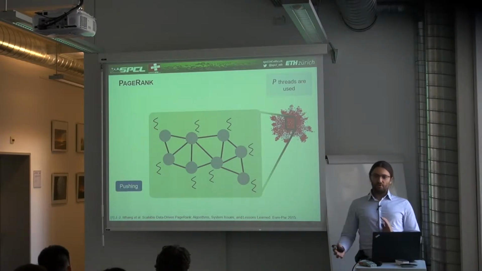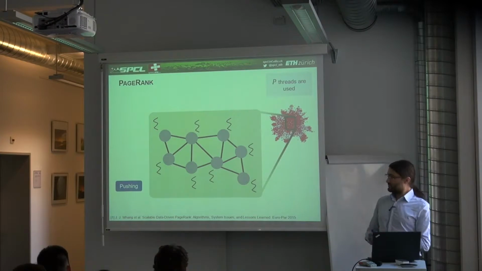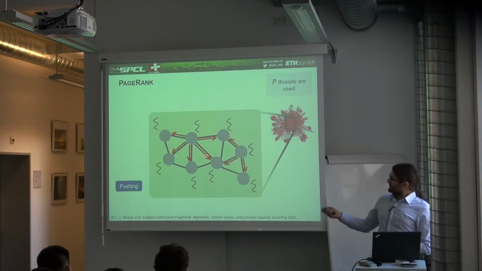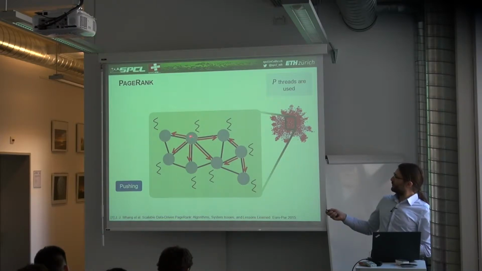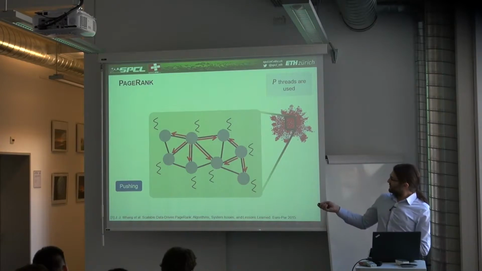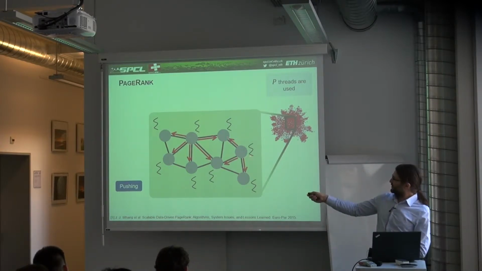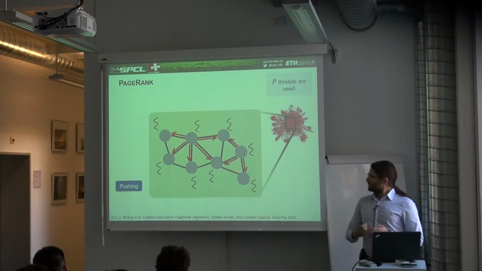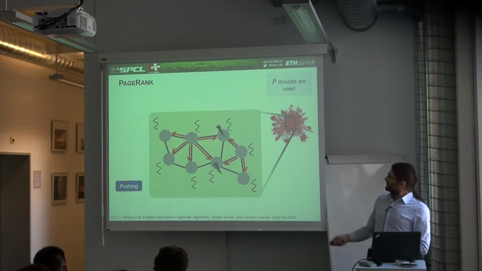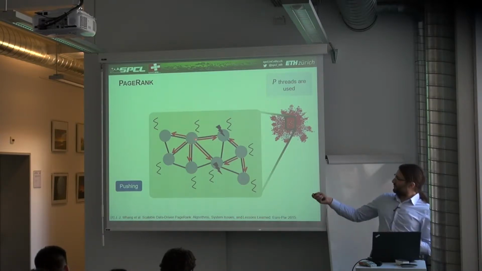Now, to compute the actual ranks in PageRank, one approach is called the pushing approach. This is what we know already. For example, this vertex can update the ranks of its neighbors by pushing some of the local data to their shared state. This vertex over here can also update the ranks of its neighbors by pushing the updates to the state of the neighbors. And as we can see, we have some write conflicts here, because the updates are coming from this vertex and this vertex.